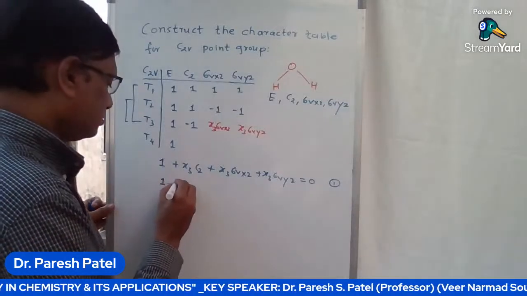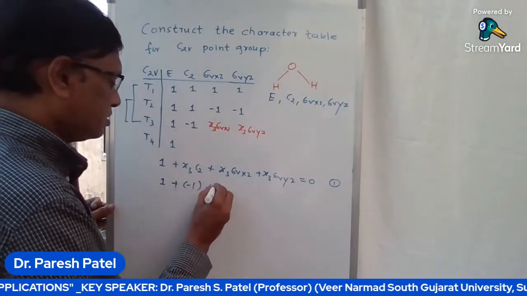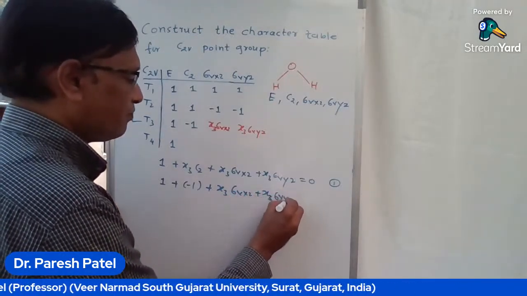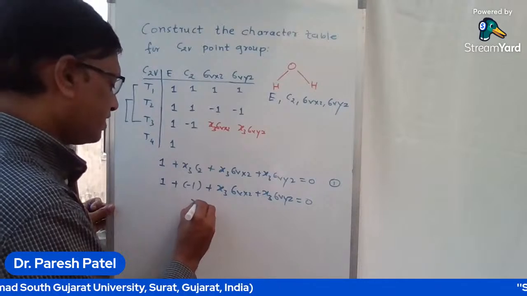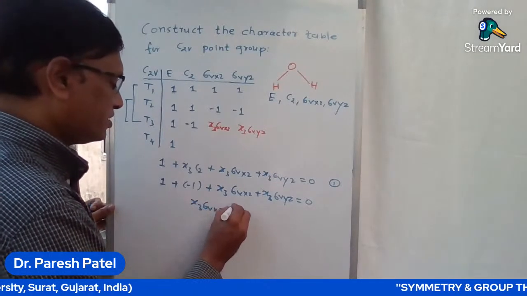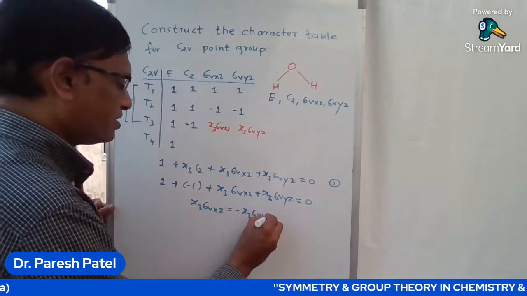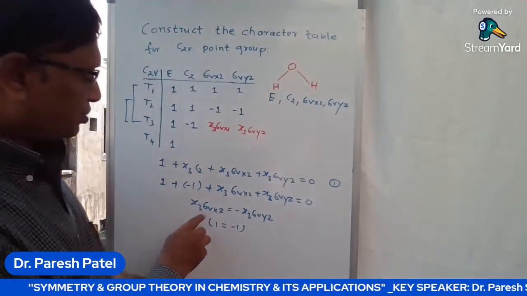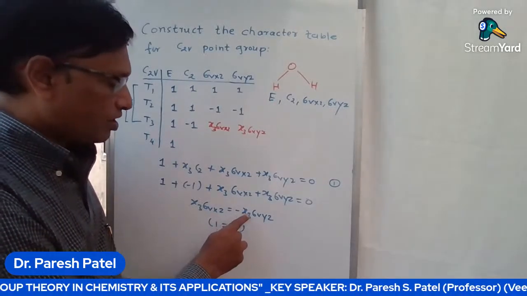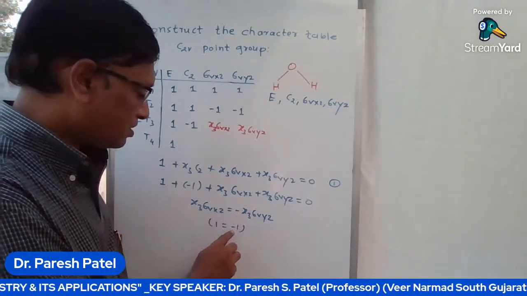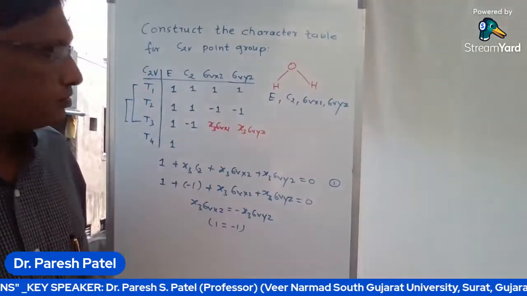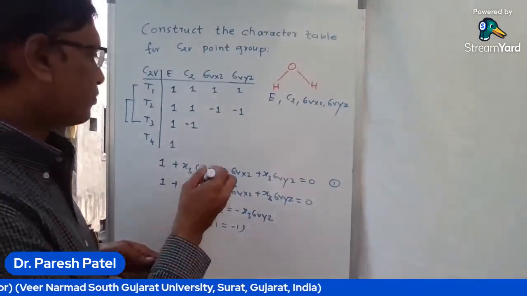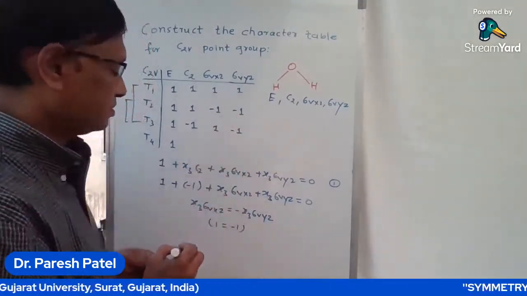So 1, minus 1. Character 3 sigma Vxz plus character 3 sigma Vyz is equal to 0. It means character 3 sigma Vxz is equal to minus character 3 sigma Vyz. That means 1 is equal to minus 1. It means when the value for character 3 sigma Vxz is equal to plus 1, then the value for character 3 sigma Vyz should be minus 1. So if we take 1, it should be minus 1.